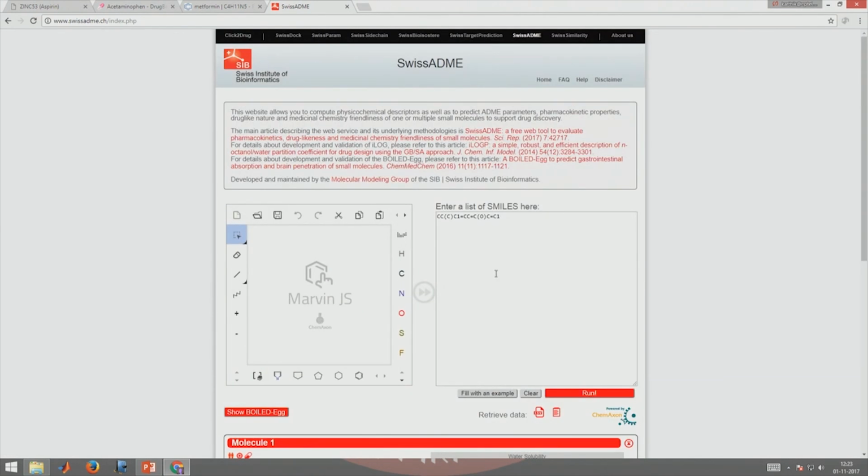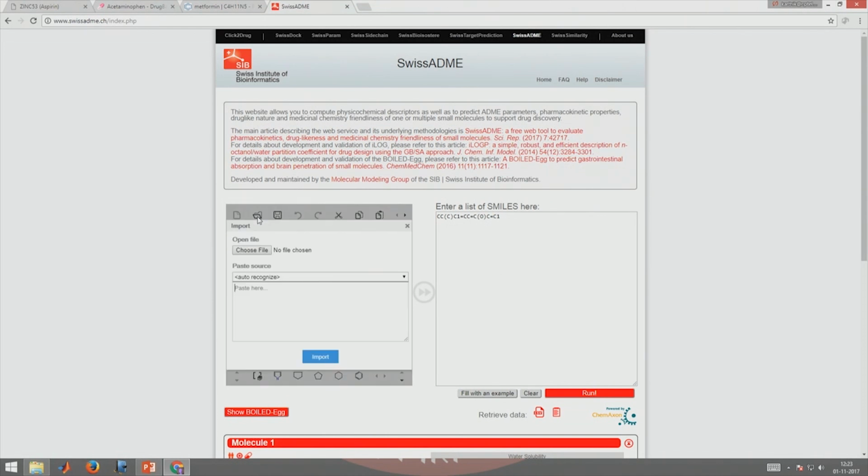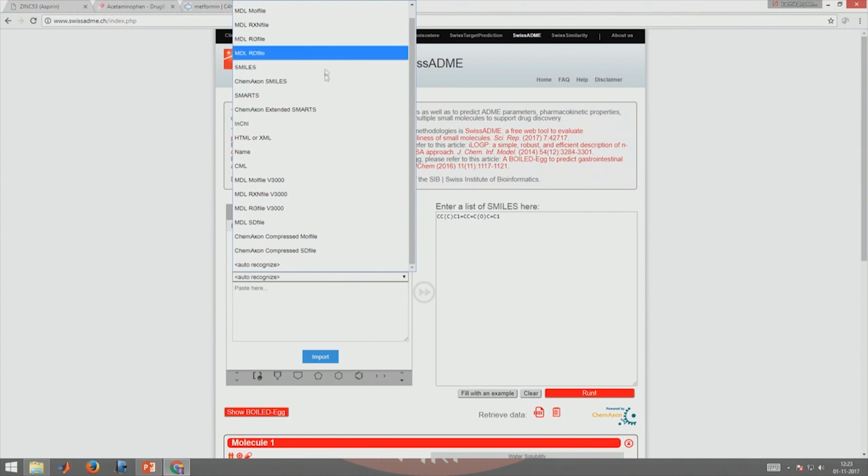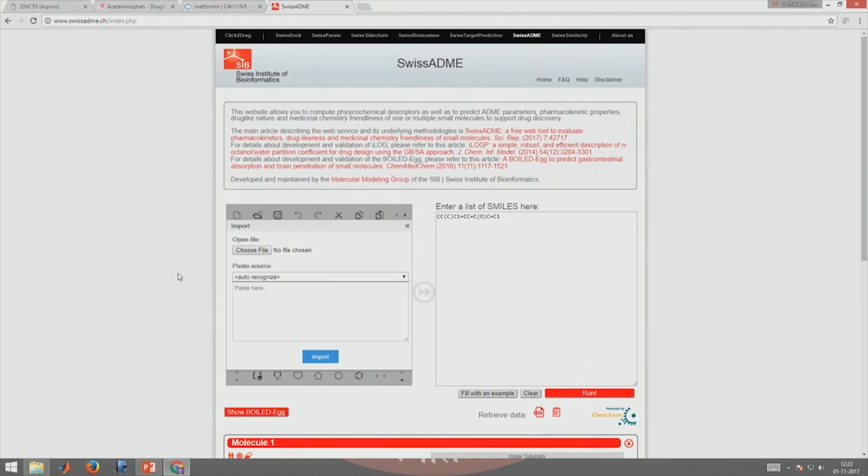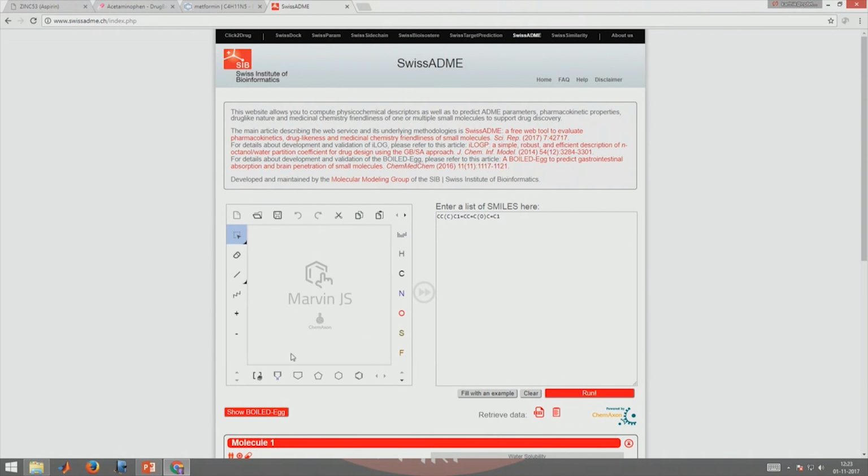So this Swiss ADME is a good free online tool. So we can draw any structure here, we can even import structures from different softwares, also with files with different extensions we can import, okay, and then we can do a lot of calculations as I showed you below.